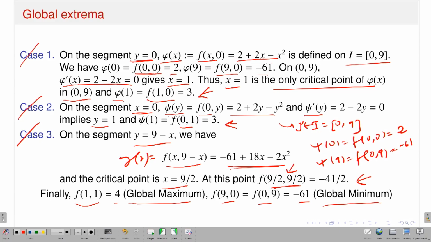This will not work because I am talking about the global minimum, right? Therefore 9 by 2 will not work because its value is minus 41 by 2, which is actually greater than minus 61. And similarly, even though the points (1,0) and (0,1) take the value 3, at the point (1,1) it is taking the value 4. Therefore the global maximum exists at the point (1,1). Okay, so these are the problems.